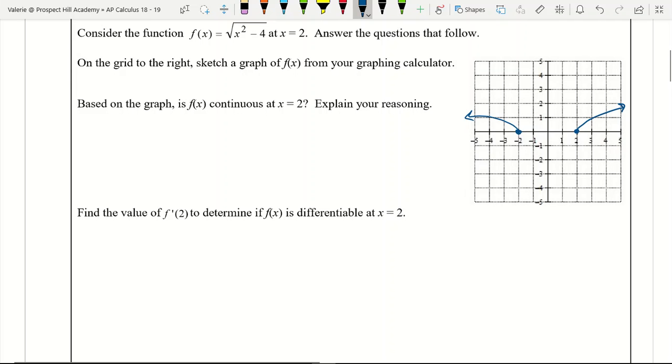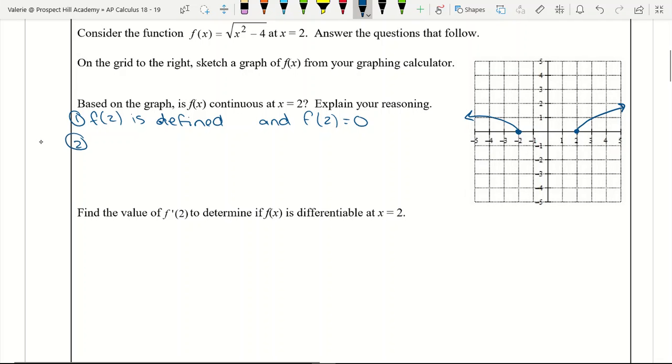If we remember continuity, there are three things that need to be true. The first is that the point must exist. So does f of 2 exist? It is defined, and f of 2 is equal to 0.